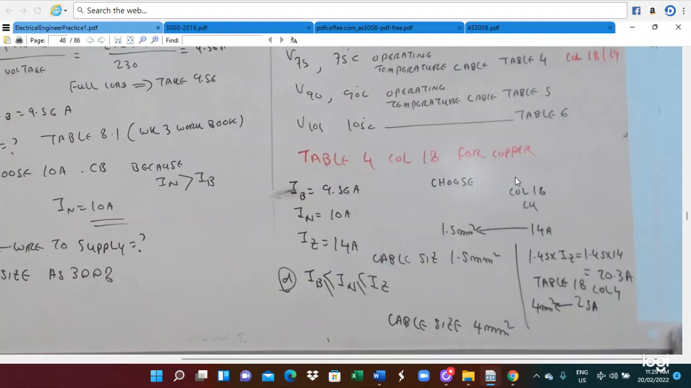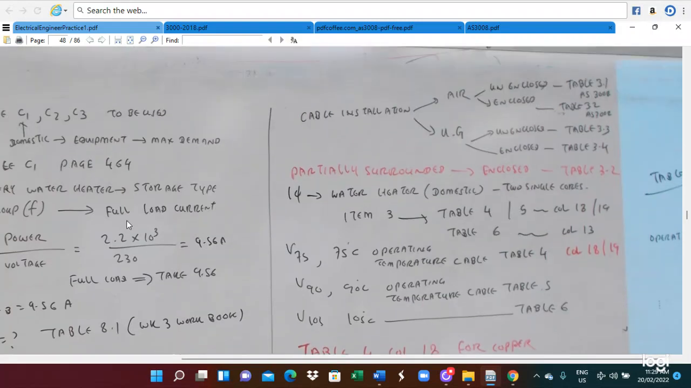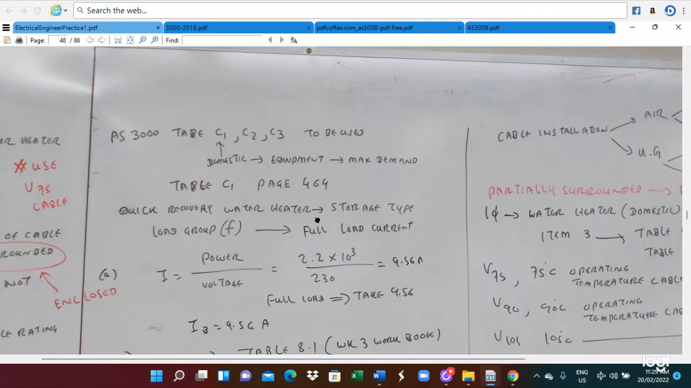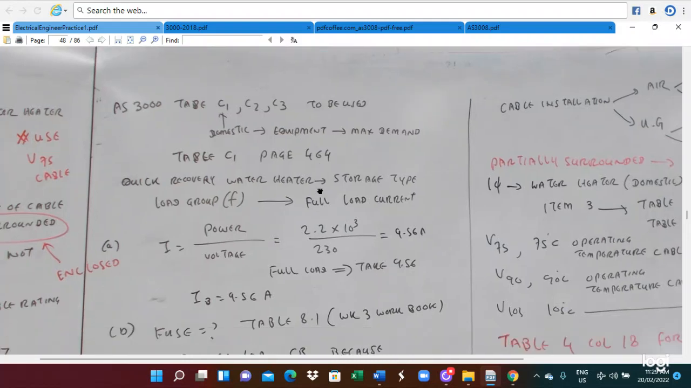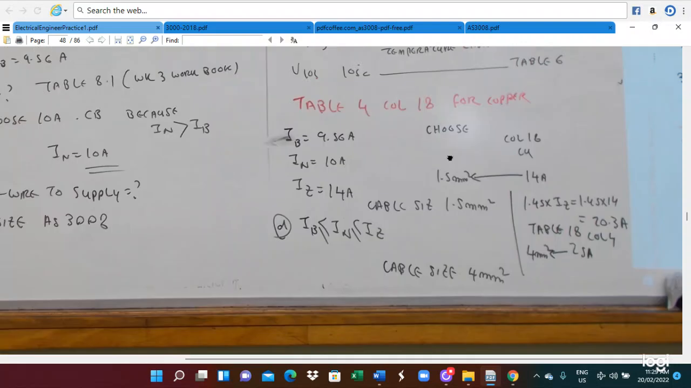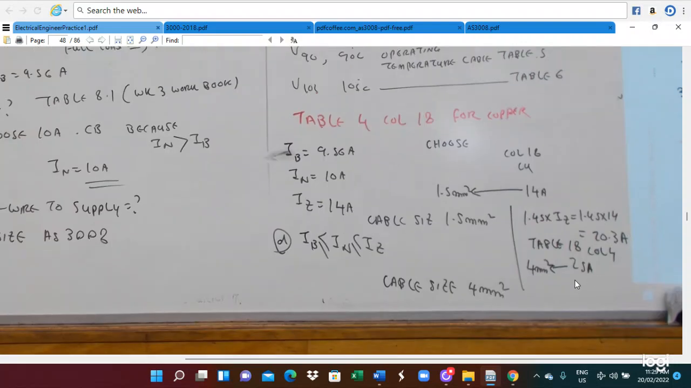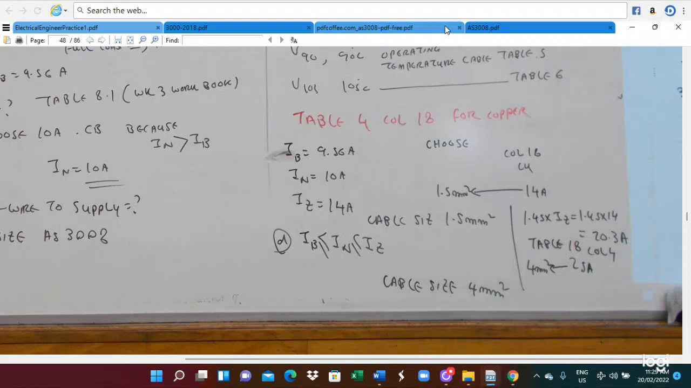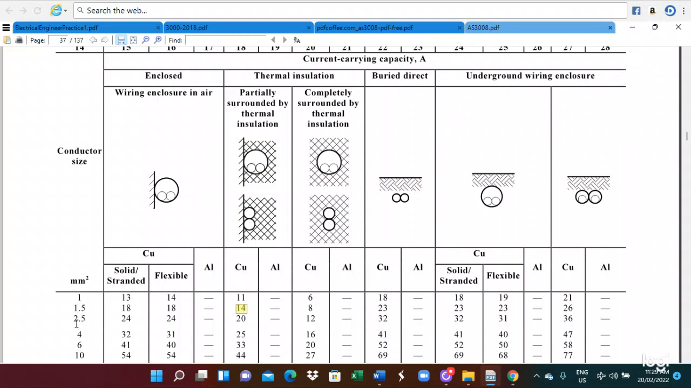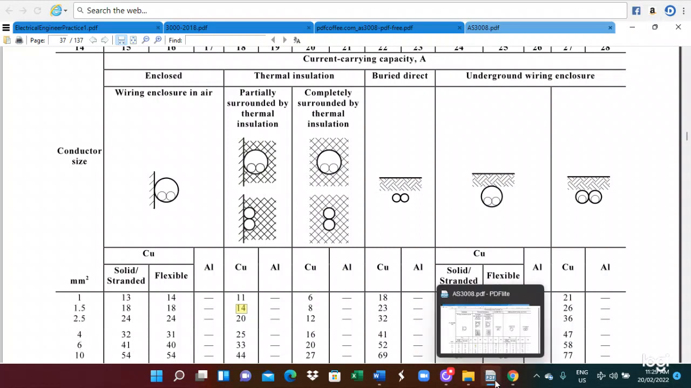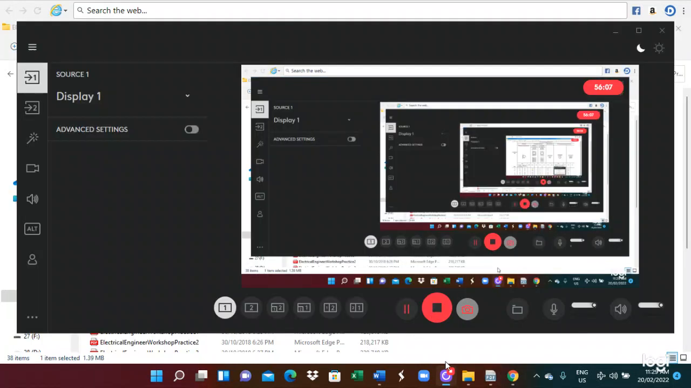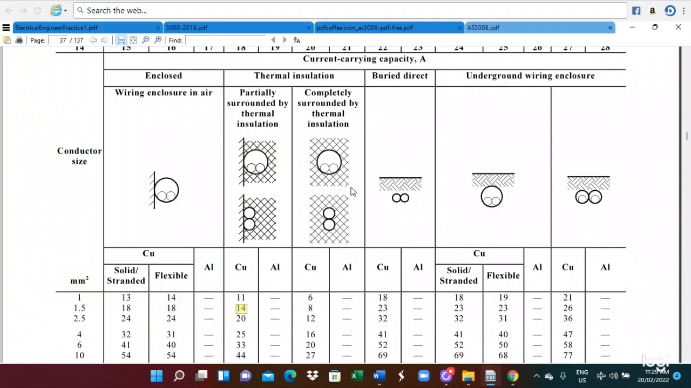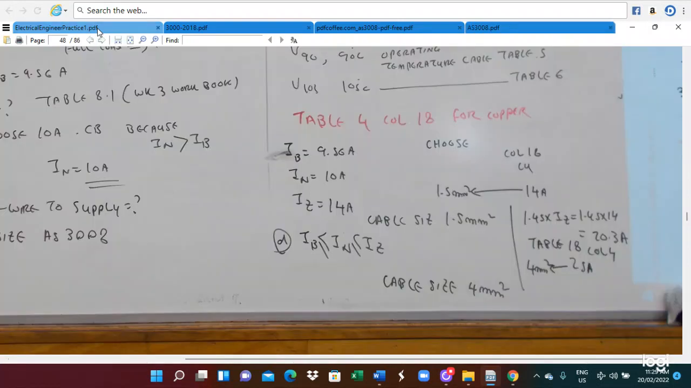So therefore we substitute this into this equation. Everything agrees. But if you want to apply the derating factor, you can select one cable size greater, so instead of selecting the 1.5 millimeter square, we can select the 2.5 or 4. This is the way we calculate the cable size. This problem is a typical circuit installation and cable selection problem.